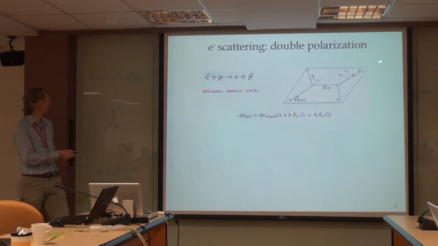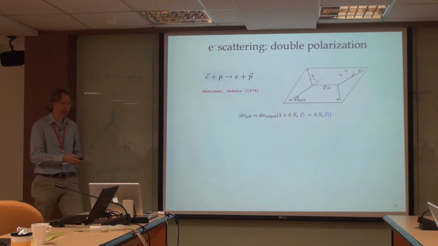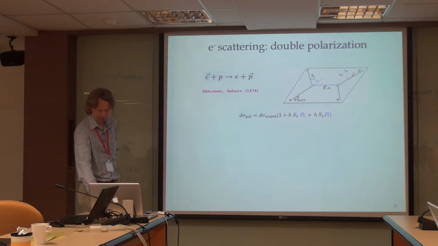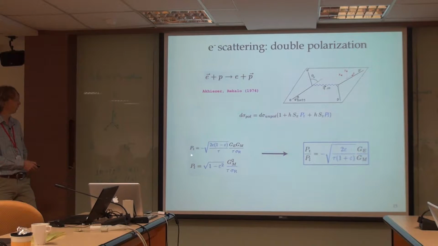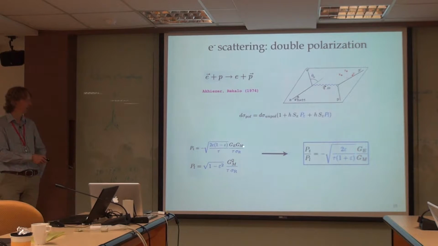So there are only two components, the two polarization components in the plane, which are called PL, which is longitudinal, along the direction of motion, and PT is transverse, perpendicular to the direction of motion. Now, the interesting thing is that these two components, if one does the calculation of this diagram, up to a kinematical factor, are proportional for the sideways or transverse component to the product of the electric and magnetic form factors, and for the longitudinal one, just to the magnetic form factor squared.